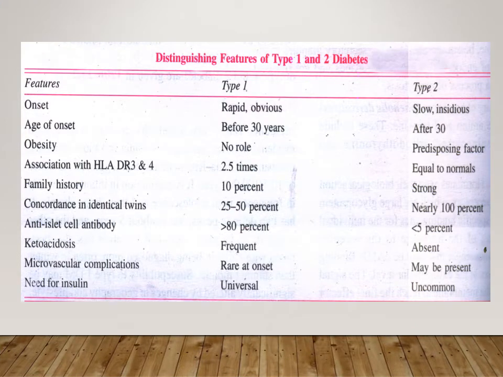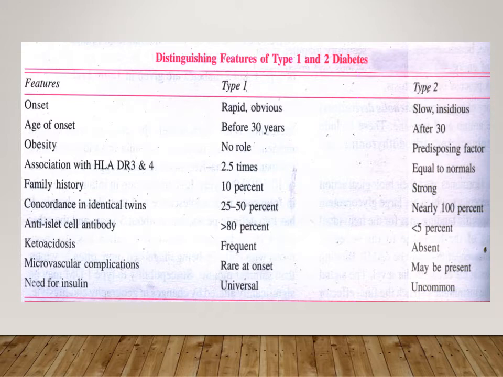What are the differences between type 1 diabetes and type 2 diabetes? First of all, in type 1 diabetes the destruction of beta cells occurs, and it is known as insulin dependent diabetes mellitus. In type 2 diabetes the function of the beta cells is reduced and the production of insulin is affected, and it is non-insulin dependent diabetes mellitus. The onset of type 1 diabetes is rapid and obvious, while type 2 is slow and insidious. Age of onset is below 30 years in type 1 diabetes, and type 2 diabetes always occurs after the age of 30 years.